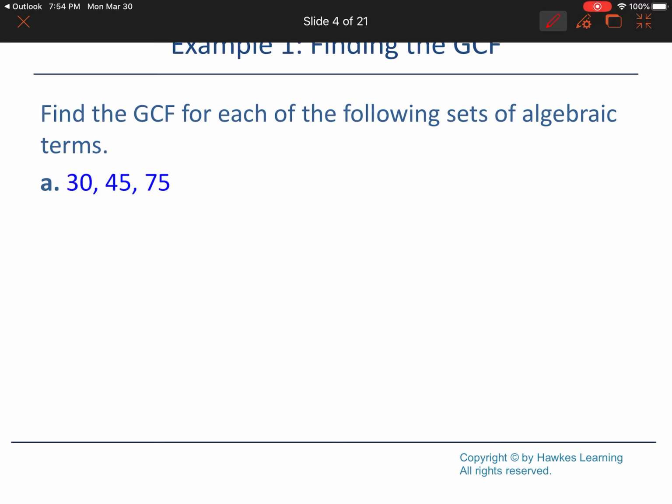So, for example, here we have the 3 numbers, 30, 45, and 75. So we want to know all the factors of these. And probably the best way to think about this is using a tree.